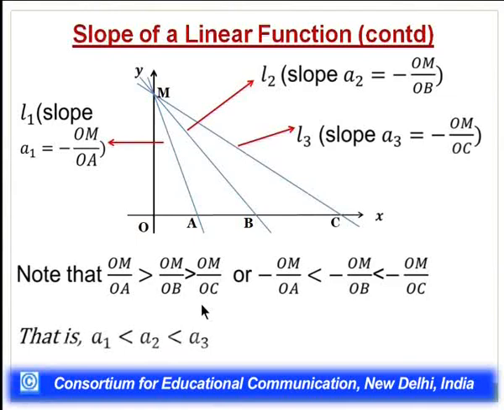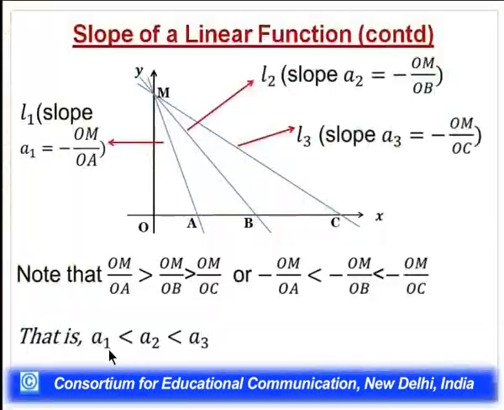However, because our slopes now have a negative sign, each expression for the slope has a negative sign in front, we have that minus of OM upon OA is less than minus of OM upon OB is less than minus of OM upon OC, which is to say that actually the slope in mathematical terms for the first line is the least. It is A1 is less than A2 is less than A3. So why are we getting a different result? Mathematically, this line L1 has the lowest slope.